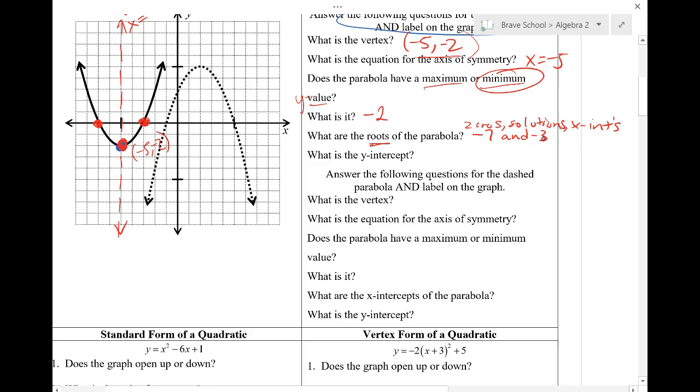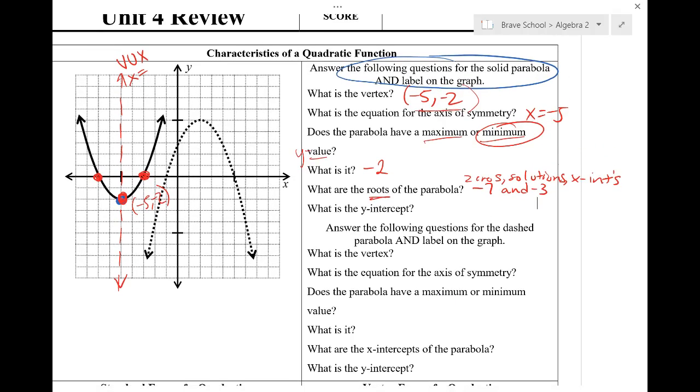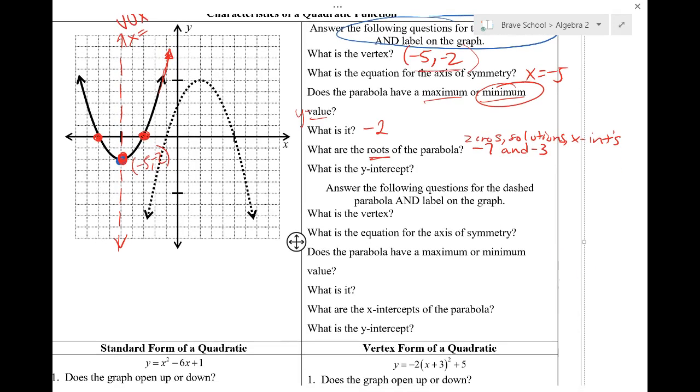Okay? Now, what is the y-intercept? Okay, well, the y-intercept, I don't see it. Because if you go over to our graph, it doesn't really cross the y-axis. So how are we going to find that? Well, guess what? We're going to need the equation to find it. Because if we have the equation, we can find the y-intercept.